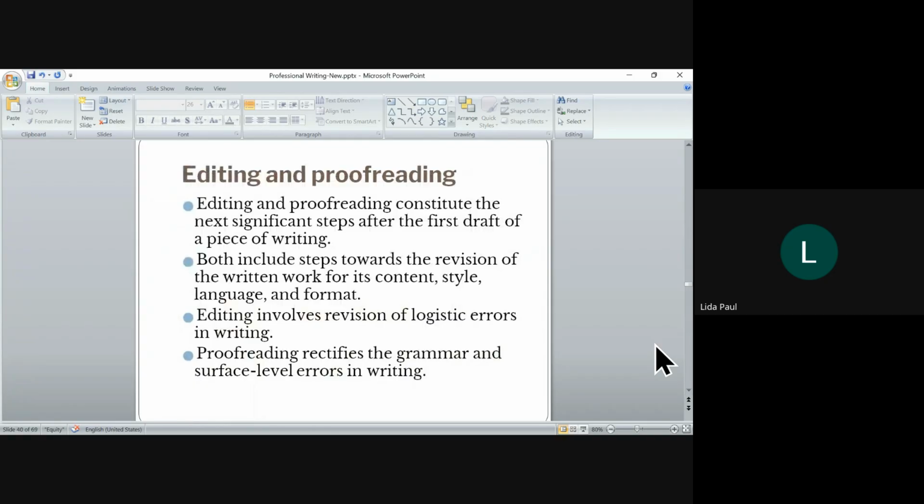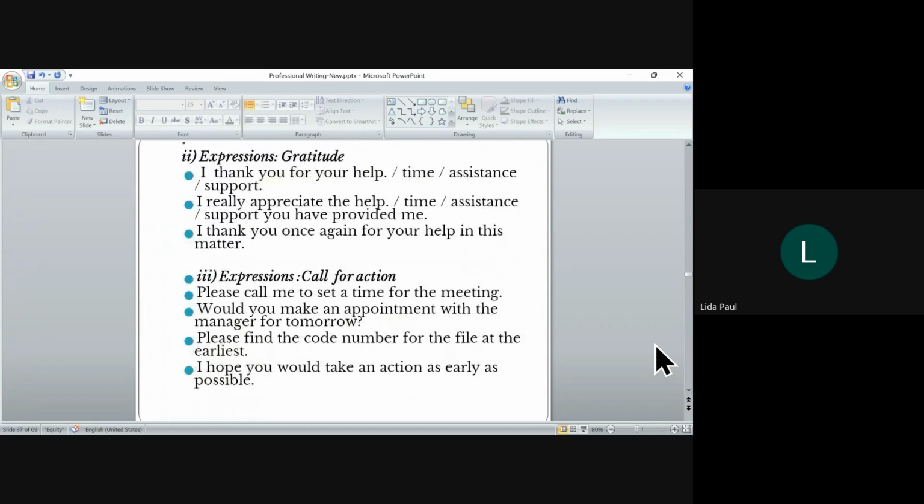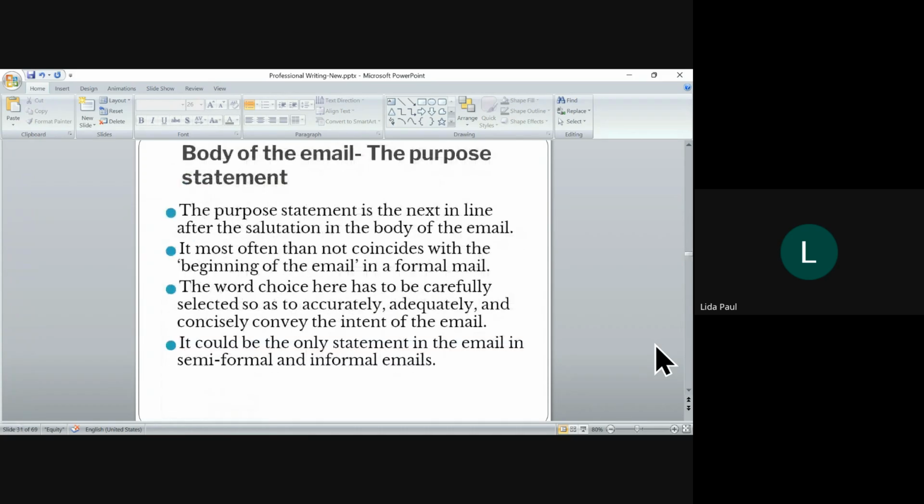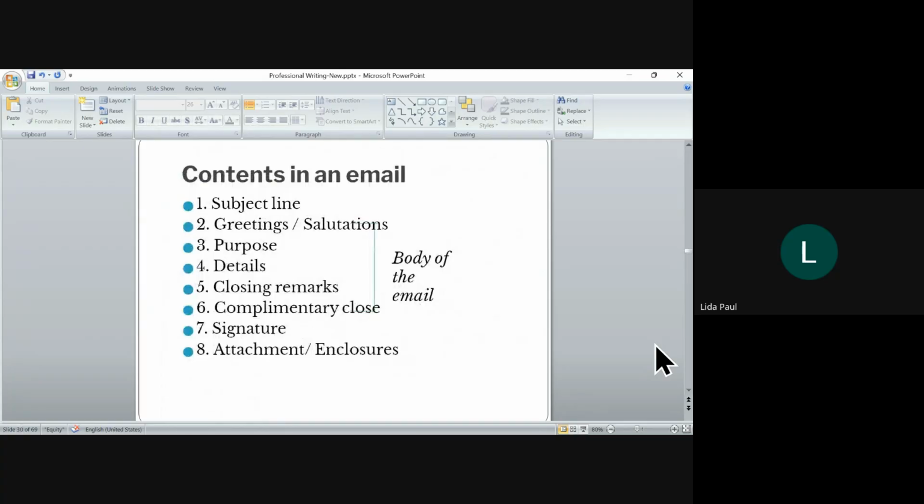So that is all about the email writing part. The contents of the email are just that much. So we've covered, like I showed you, everything beginning from the subject line until the sixth point, which is the complimentary clause. That's what we just discussed. So all of this together is going to make up your professional email. From 1 to 6, everything needs to be present. The seventh one is what you call a signature. And signature, like I mentioned in the beginning of the session, is basically just your name, right?